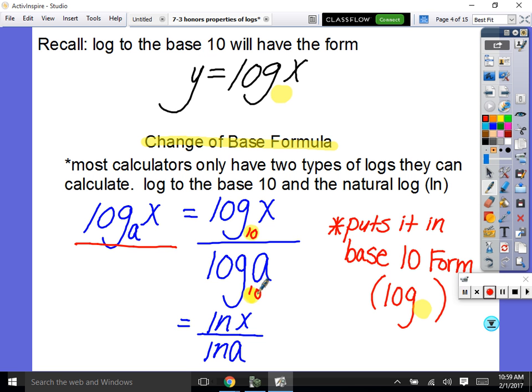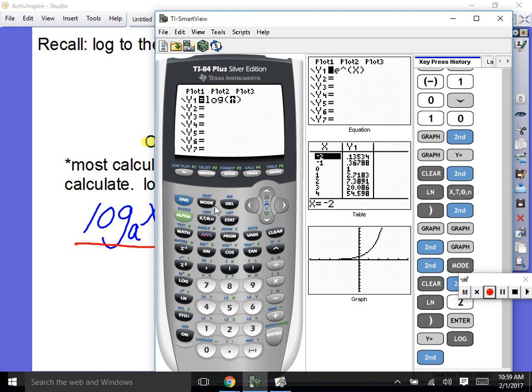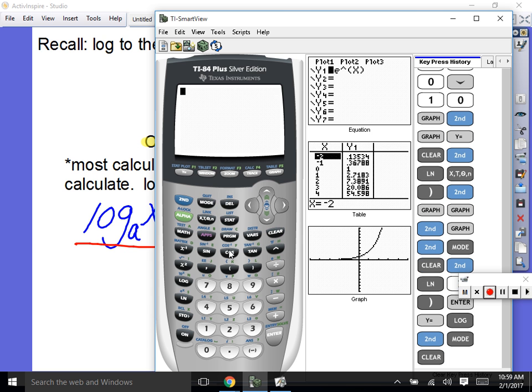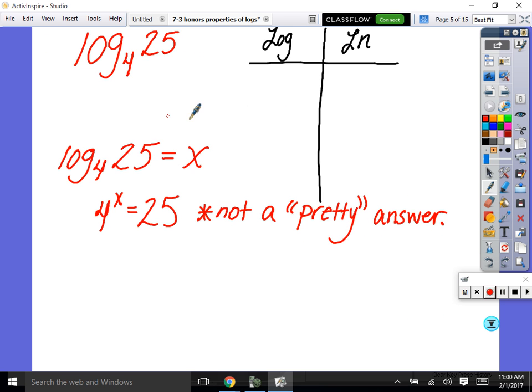Do you guys have your calculators out? Do you see what I'm saying? Look at your calculator right here. Log. Notice it's just base 10. So do you see why that's a problem? All these logs have different bases. So for example, right here, it says log base 4 of 25.